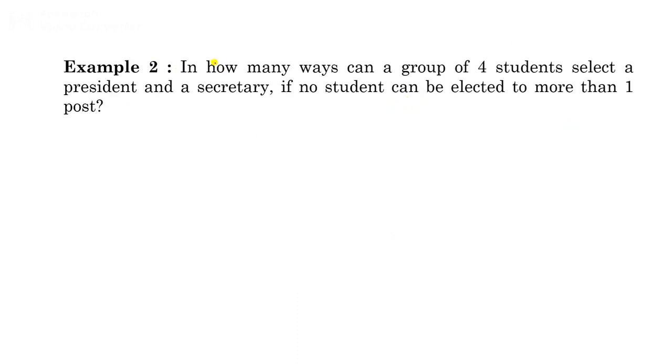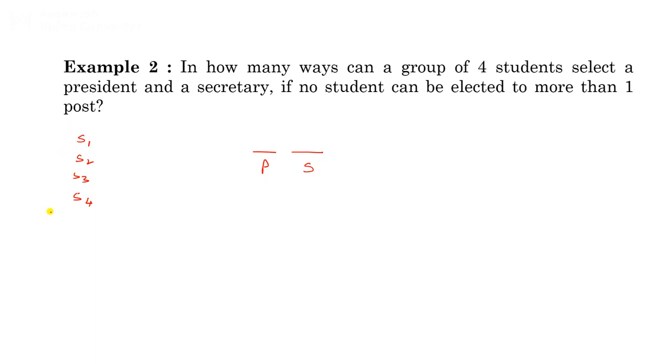Now look at this example. In how many ways can a group of 4 students select a president and a secretary if no student can be selected to more than 1 post? Now look at this. We have to select 2 positions. One is president, another is secretary, and 4 students are there, say S1, S2, S3 and S4.